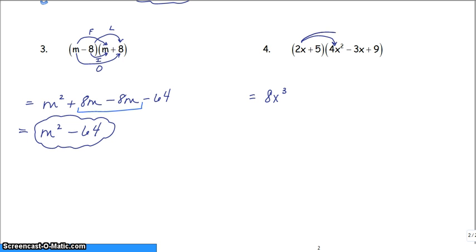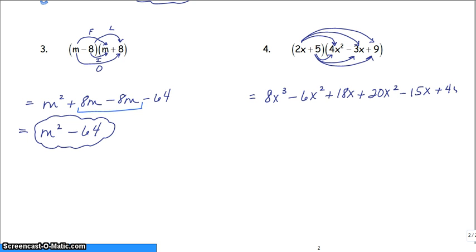And then I want to take 2x times negative 3. Now remember that negative goes with the 3. That will give me a negative 6x squared. And I need to take 2x times a positive 9. So that will give me a positive 18x. Now I need to distribute the 5. So I'm going to take the 5 times the 4x squared for a positive 20x squared. The 5 times the negative 3x will give me a negative 15x. And 5 times positive 9 will give me a positive 45.